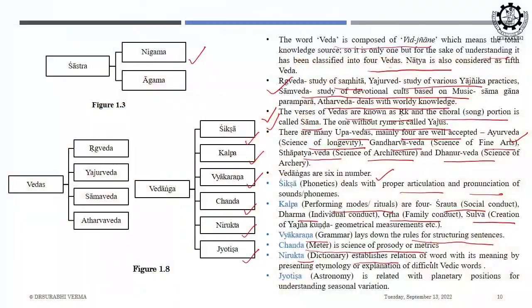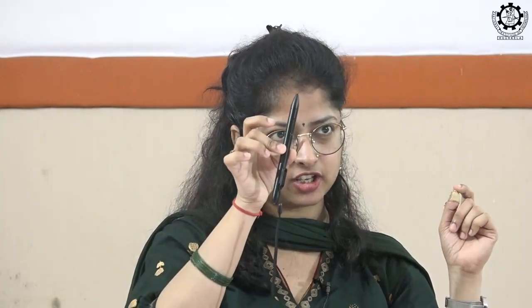In Vedas, whatever words, whatever sounds are available, and we are not able to identify or link that particular sound with the meaning, then we can take the help of Nirukta. Nirukta is a Vedic dictionary. This establishes the relation of the word with its meaning by presenting etymology or explanation of difficult Vedic words. Just like I told you, it is not necessary that we use the word pen for this structure. It is not necessary that in the future our generations will use the same word for representing the same identity.